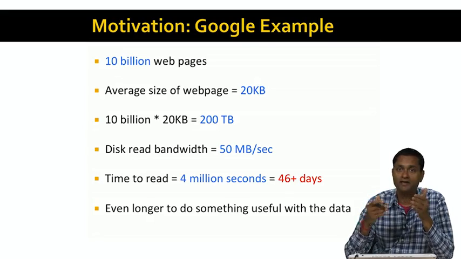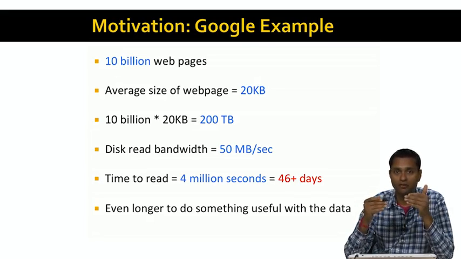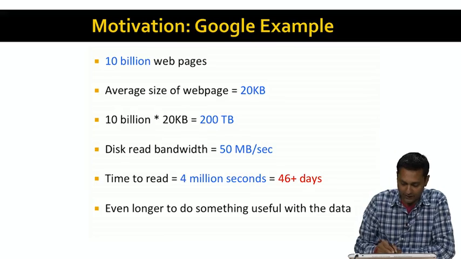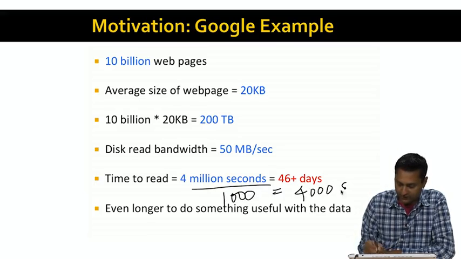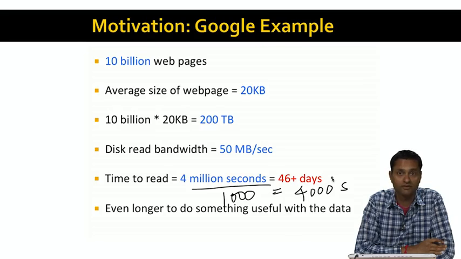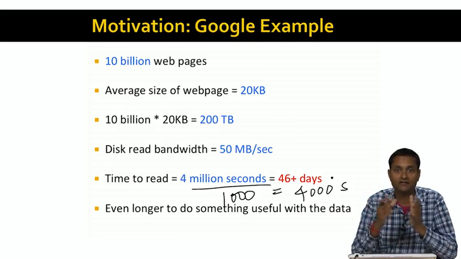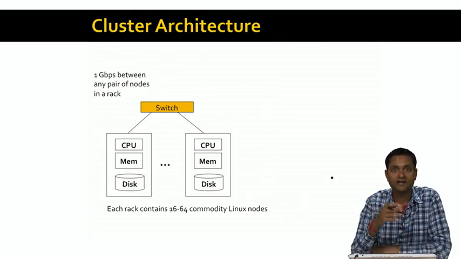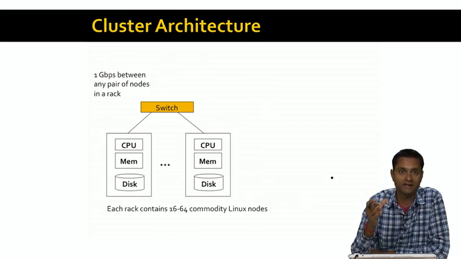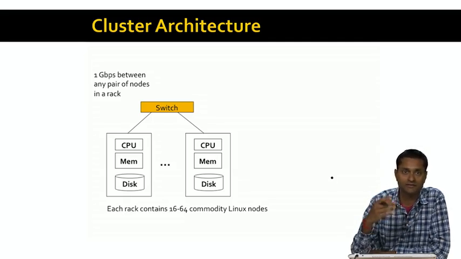For example, if you had 1,000 disks and CPUs, and we work completely in parallel, instead of 4 million seconds, we could do the job in 4 million divided by 1,000, which is 4,000 seconds. And that's just about an hour, which is a very acceptable time, right? So this is the fundamental idea behind cluster computing, right? And the standard architecture that has emerged for cluster computing is something like this. You have racks consisting of commodity Linux nodes. You go with commodity Linux nodes because they are very cheap. And you can buy thousands and thousands of them and rack them up.